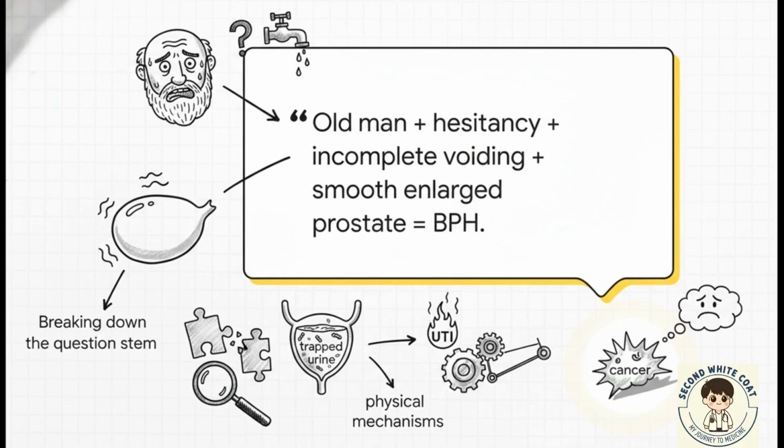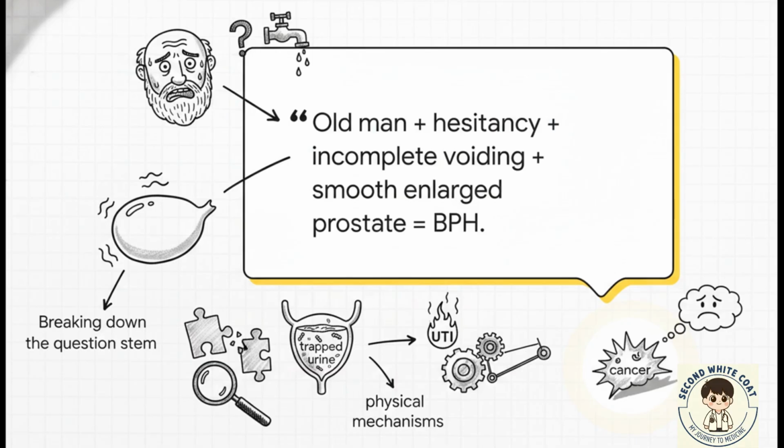All right, to wrap up this explainer, I want you to basically hardwire this super high-yield equation into your brain. Old man plus hesitancy plus incomplete voiding plus a smooth and large prostate equals benign prostatic hyperplasia. And remember, that trapped urine is a swimming pool for bacteria, leading directly to a UTI. By breaking down the question stem, visualizing the physical mechanisms, and analyzing exactly why every distractor is wrong, you build a totally bulletproof clinical reasoning pathway.